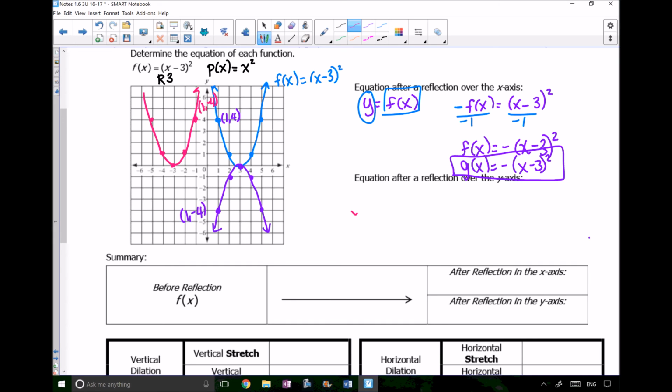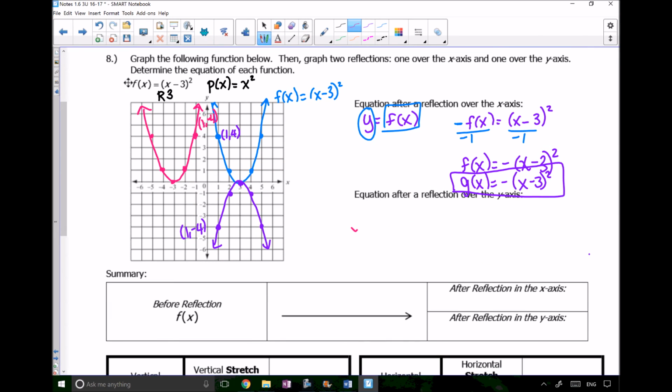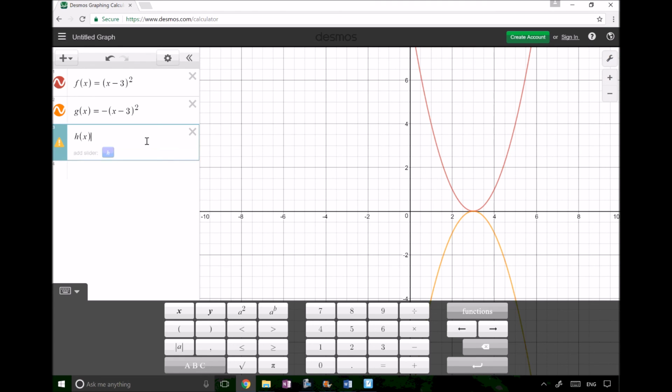So if you remember, when we reflect over the y-axis, the x value becomes negative. So if our original function is f(x) equals the quantity (x - 3) squared, then my new function, we'll call this one h(x), is equal to, now the x is changing. So inside my brackets, I'm going to say (-x - 3) squared. Okay, so let's go ahead and verify this with Desmos. I'm going to say h(x) is equal to (-x - 3) to the power of 2, and sure enough, this right here is a reflection in my y-axis.